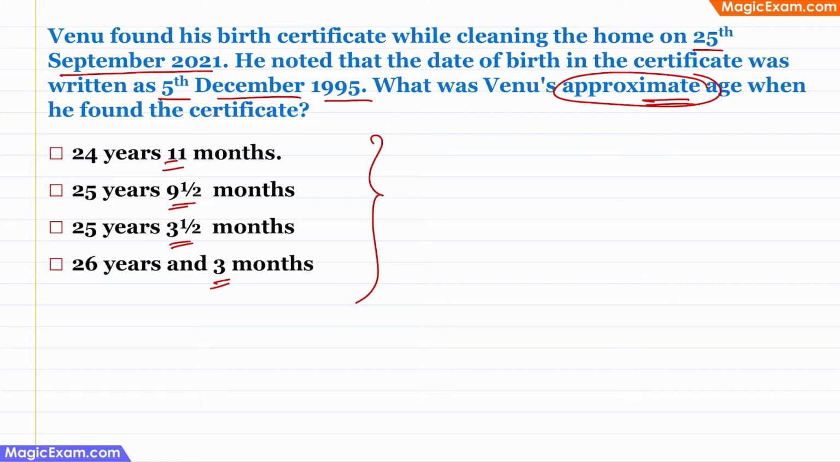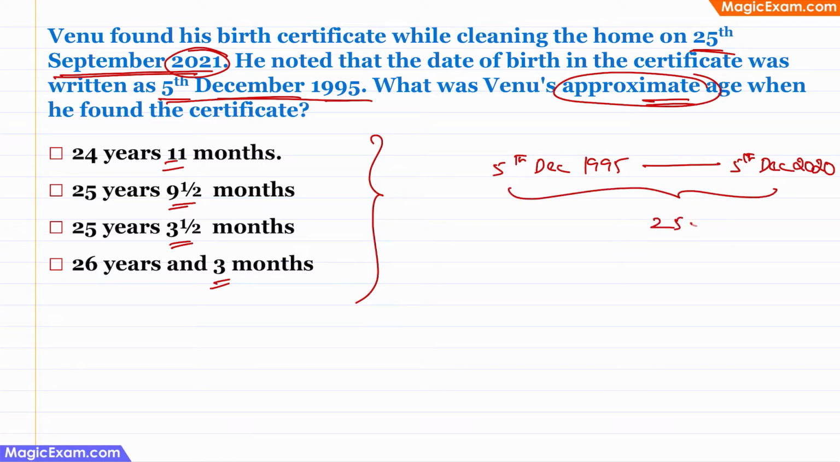Now, if he was born on 5th of December 1995 and he was cleaning the house on 25th of September, we just have to calculate what was his age as on 25th of September. So 5th of December of 1995. Let's calculate till the nearest December that he has already completed, because 2021 December has not yet arrived. So we can do it up to the 5th of December of 2020. That is the previous year. So here it will be 25 years.